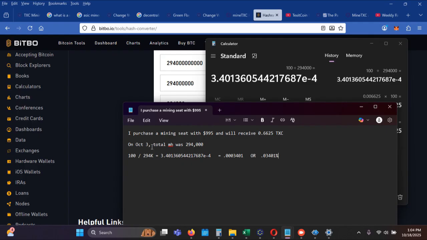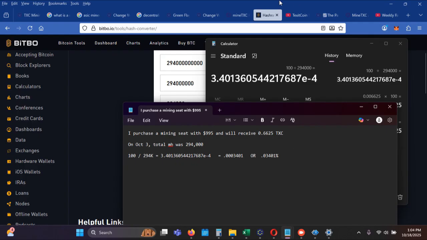So for the day of October the 3rd, we have now invested $995 of our money, right? And out of that, we should be getting 0.03%, not 3%, but 0.03%, because we only had 100 mega hash out of the total mega hash that was done in that day. Now what we want to do, guys, is calculate the rewards.